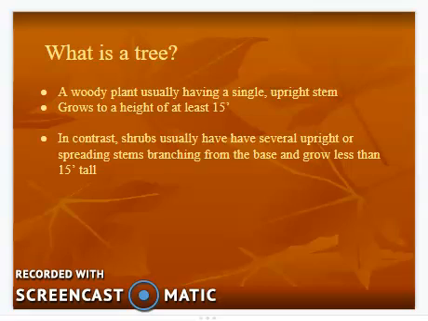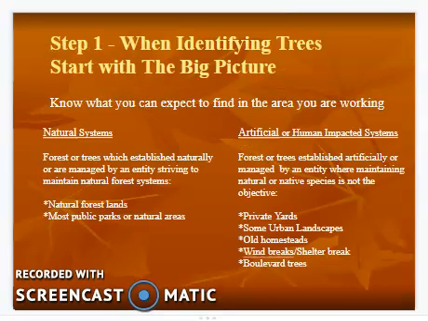So first of all, what is a tree? A tree is a woody plant that usually has a single upright stem, and it grows to a height of at least 15 feet. There are some things that we call trees that are a little bit shorter than that, but that's a general definition. In contrast, shrubs usually have several upright or spreading stems that branch from the base, and they grow less than 15 feet tall, usually. Okay, so that's just a basic definition of a tree.